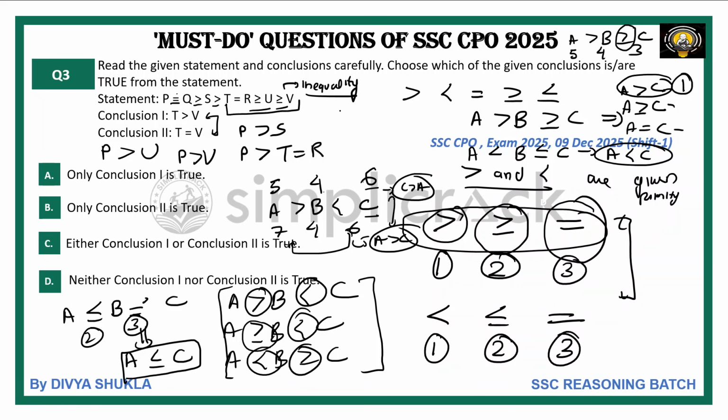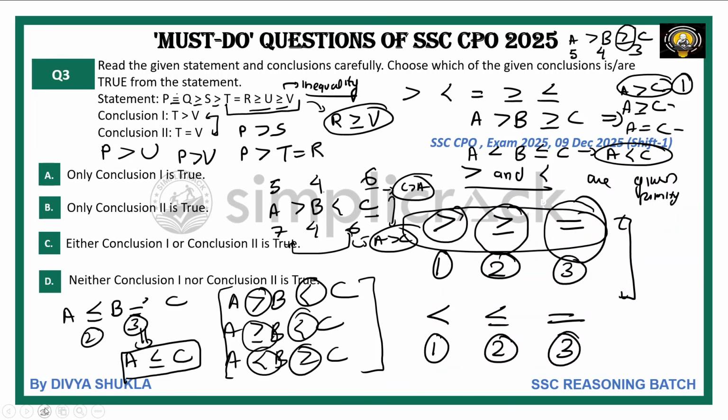But if I want to compare R and V, because R is greater than or equal to U is greater than or equal to V, both the symbols are the same. When both the symbols are the same and in only one direction, you don't really have a choice. You just have to write R is greater than or equal to V. Did you get my point? Did you understand the concept?